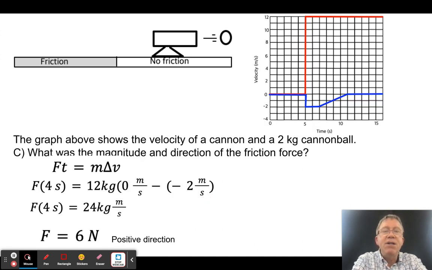All right, what was the magnitude and direction of the friction force? So if I want to do that, here's what I can do. I can say, well, here's where the friction force is acting, right? So I can see that the friction force acted for 1, 2, 3, 4 seconds. So that's one thing I need to know. I've already established that the cannon has a 12 kilogram mass, and its velocity here was -2. That was its initial velocity, and its final velocity was 0. So I just put them into my impulse equation, and it turns out I can say, well, the force was 6 newtons in the positive direction.